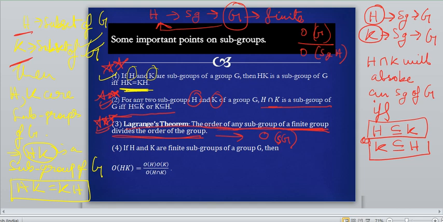Now look at this next point, another important one. These last points are really getting important. I don't know why, but they are. Actually, everything is important in this group theory.